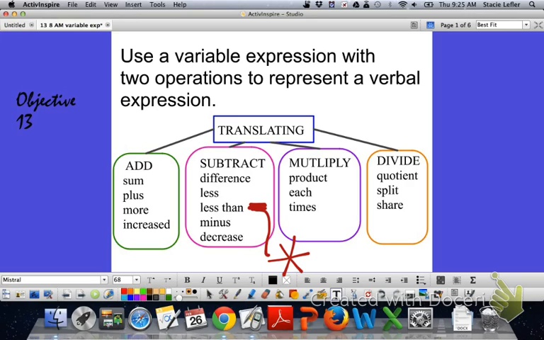Another one that I think is good to talk about is the word "each," which means multiply. For example, each magazine costs $5. So we would take 5 times the number of magazines.